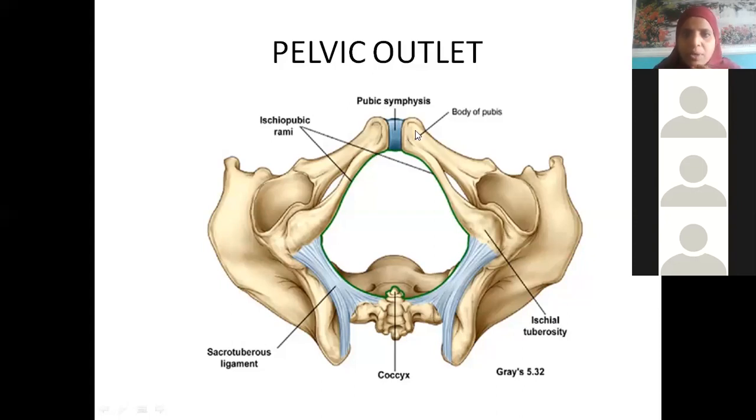What is this bone and what is this bone? Body of pubis. What is the meeting point of the two sides called? The body of pubis of the right side and the body of pubis of the left side. You can see the articular surface also here. This is the body of pubis. Very good. Pubic symphysis. Okay, fine. Very good. What is this bony elevation?